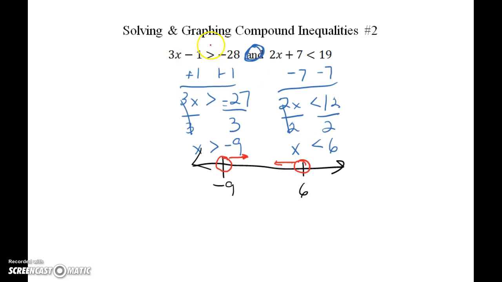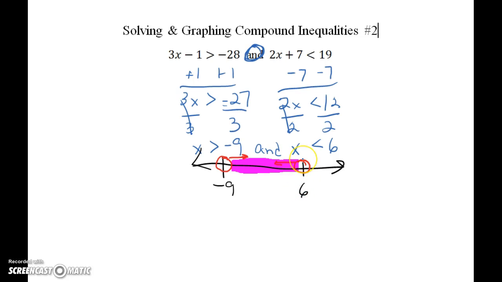So in the case of an AND inequality, we're going to color in between the two. When it's coming towards each other, in between the two. It has to satisfy both of the inequalities. So it has to be greater than negative 9, and it has to be less than 6, right? So anything between negative 9 and 6 satisfies that particular inequality.